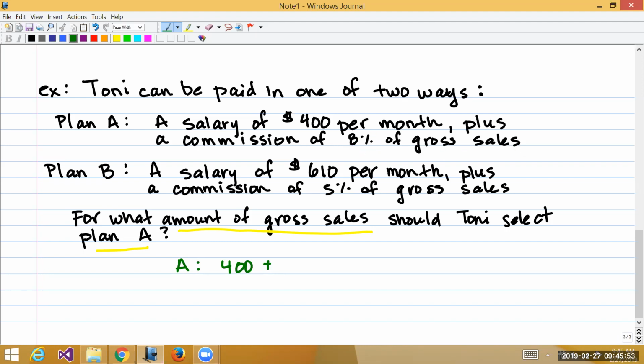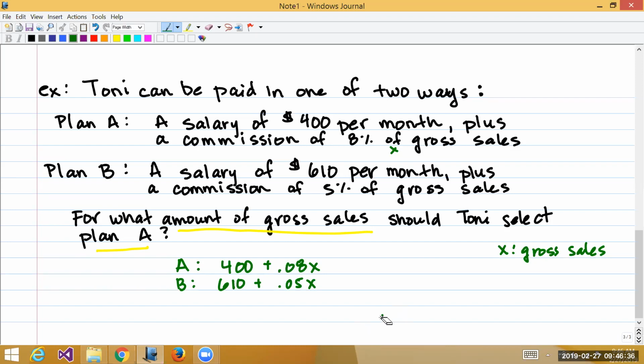So remember, anytime we have percentages, we have to change that into a decimal of gross sales. So we don't know what the gross sales are, so we can call that x. Let's put that here. The number of gross sales that she makes will be x. So then 8% of that, the "of" implies multiplication. So this will be 0.08 times x. Now B. B offers a salary of $610 plus 5% of gross sales. Remember, gross sales represents x, and now we want 5% of that. So that will be 0.05x.